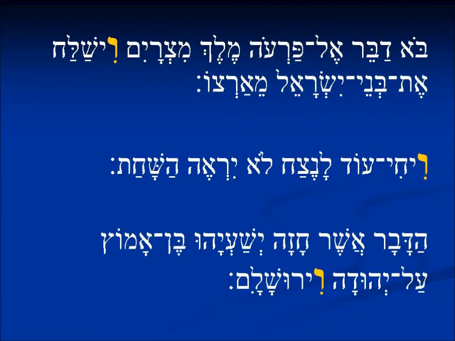In Yeshayahu, Perek Aleph, Pasuk Harishon, Isaiah 1:1. Hadavar asher chaza Yeshayahu ben Amotz el Yehuda v'Yerushalayim. Usually when we see Yerushalayim, it has a Shva under the Yud, but because of the Vav, we see the Chirik under the Vav, and no vowel under the Yud.